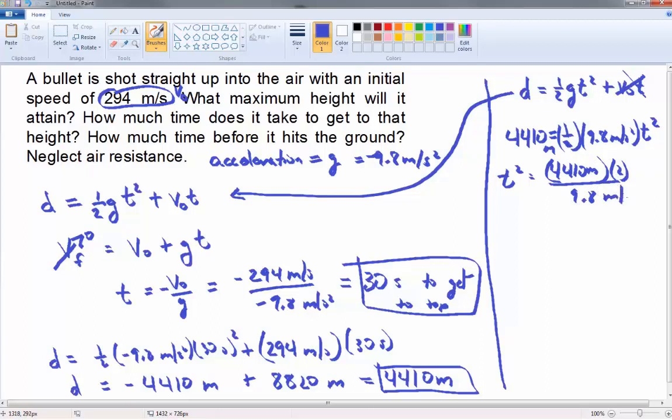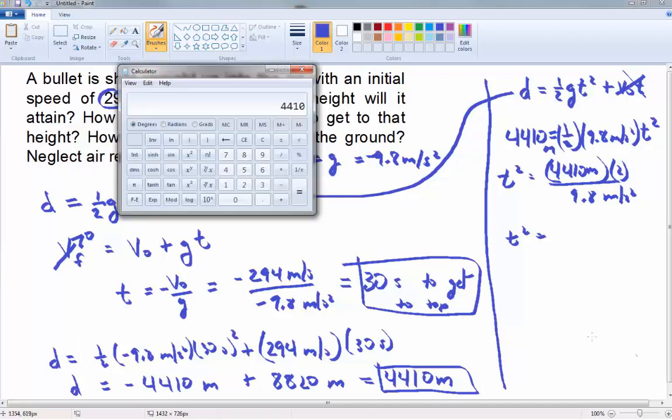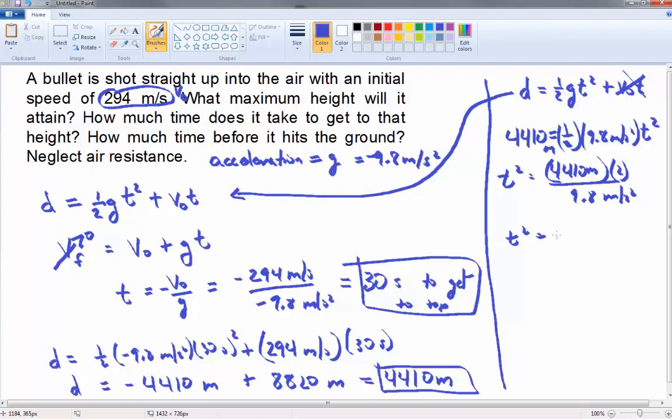So the time squared, if we pull open the calculator, we need to multiply by 2, we need to divide by 9.8, you get 900. If you take a square root of that, you get 30. So time squared was 900 seconds squared. Time is 30 seconds. So 30 seconds to get to top, 30 seconds to get back to bottom. Total time in air, therefore, is 30 plus 30, or 60 seconds. And so that answers everything on that example.